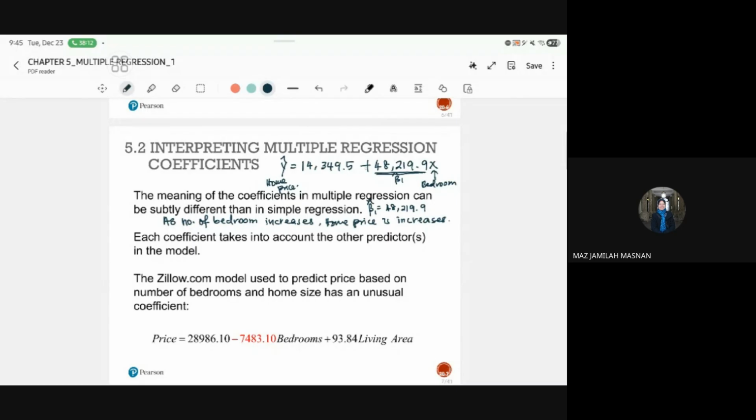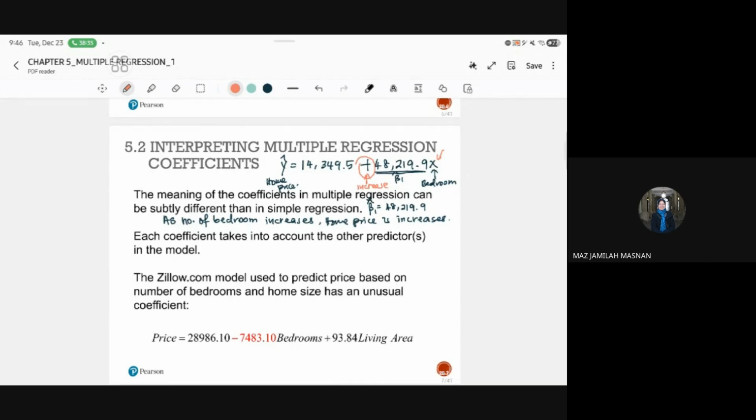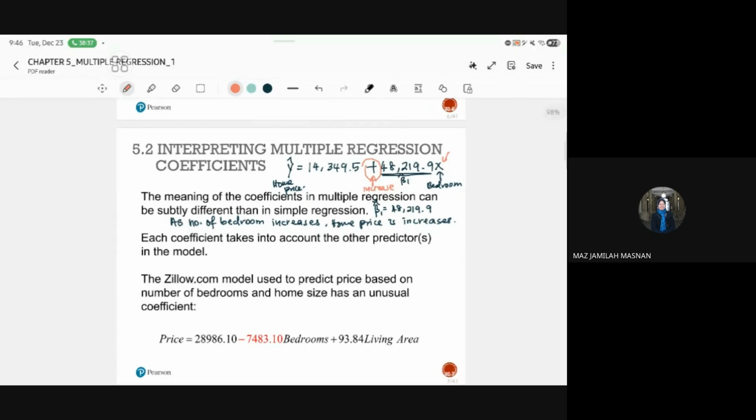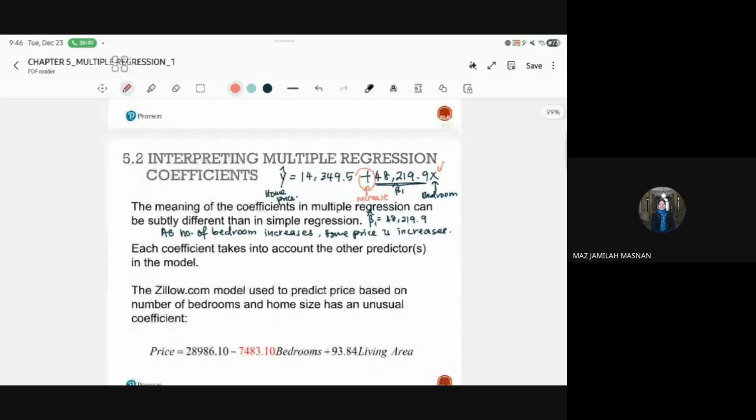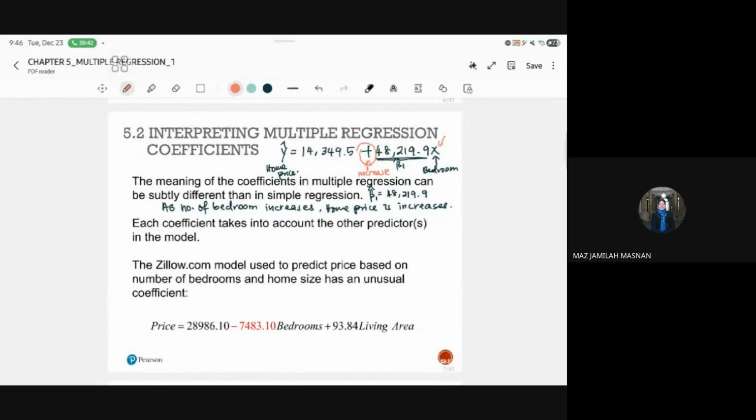Why, class? Because look at this particular sign over here, plus. That is why it shows an increase. By having the number of bedrooms increase, as X increases, Y also increases. So in this case, as the number of bedrooms increases, home price also increases. That is how you can explain this particular example.